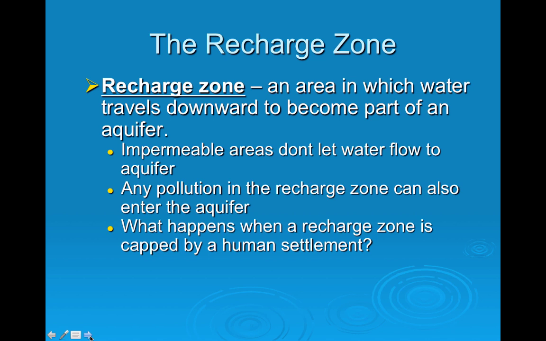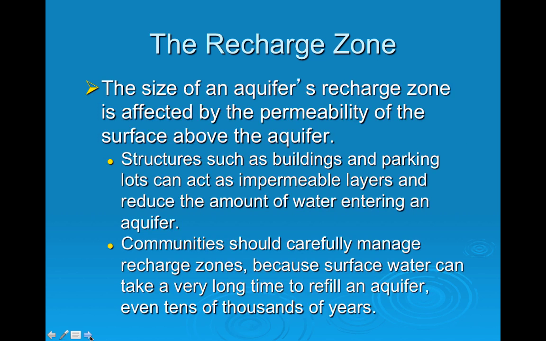Impermeable areas like rock, like granite and basalt, don't let water flow into an aquifer. Please realize any pollution in the recharge zone can also enter the aquifer. So what happens when a recharge zone is capped by human settlement? The aquifer goes dry; it doesn't have a way of filling up. The size of an aquifer's recharge zone is affected by the permeability of the surface above the aquifer.